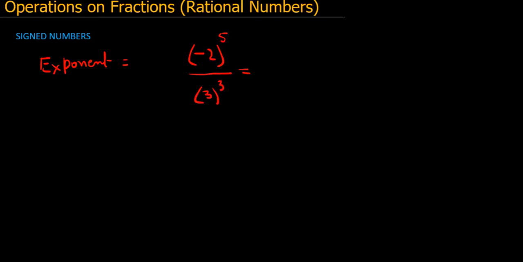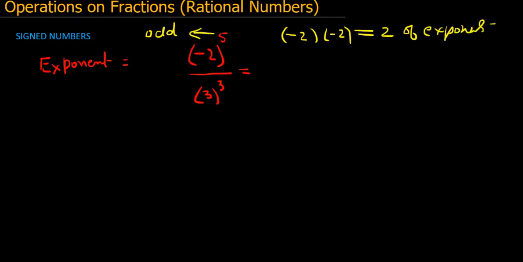Now the best approach here is that since we have a negative number raised to an odd power, this is an odd exponent, and we know that every 2 powers will make this negative positive, because when we multiply negative 2 with negative 2, we consume 2 of the exponents. So this will make it positive. So every 2 exponents will make it positive. So it means the 4 exponents will make this positive. But the 5th exponent will make this term negative.